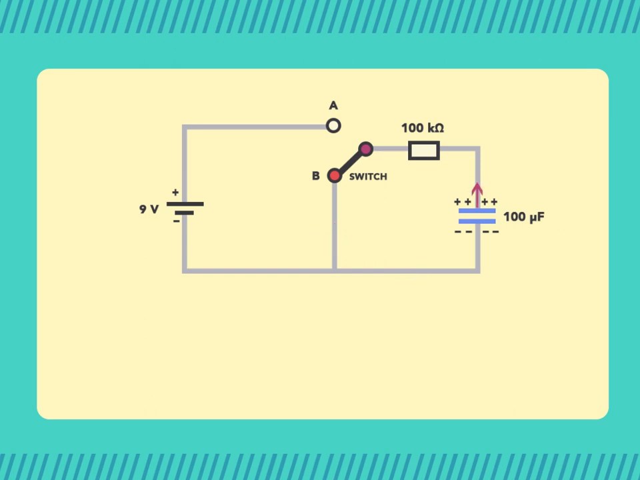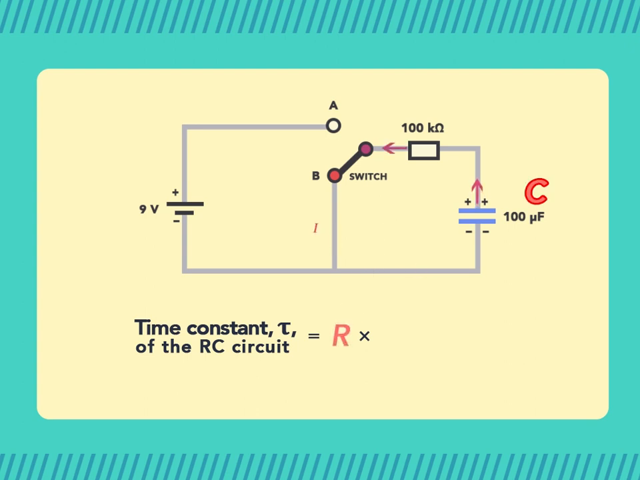We can determine the discharging time of the capacitor in this RC circuit by first calculating the time constant tau of the RC circuit. To obtain the time constant, we multiply the resistor and the capacitor values. The time constant of this RC circuit is 10 seconds.